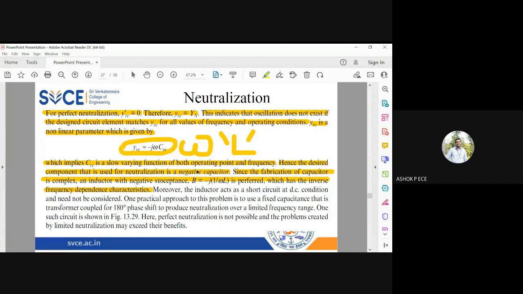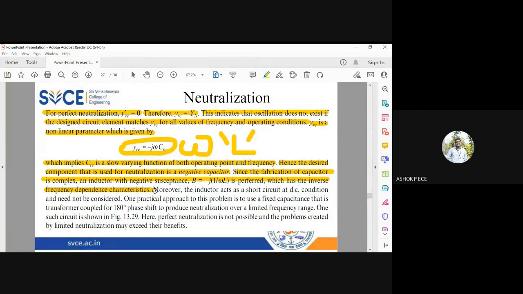Negative inductor or negative capacitor does not mean that the capacitance value or inductor value is negative. They are connected in such a way that the feedback signal will be opposite in phase. That is what they mean here. So don't think that a negative capacitor is a capacitor with value minus 2 microfarad. No, it is a 2 microfarad capacitor, but it is connected in such a way that the feedback signal coming from that capacitor will exactly cancel the feedback which is present in your circuit.